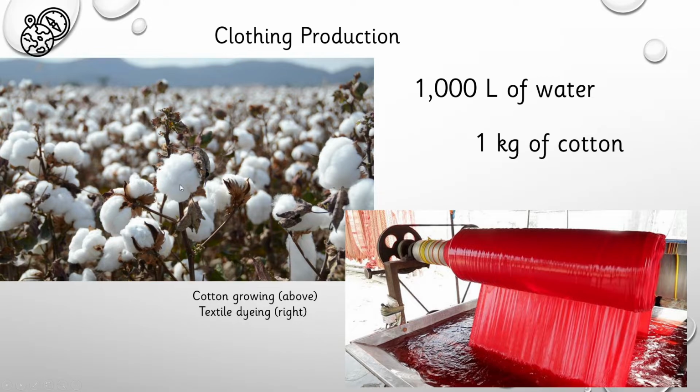Above here, there's a picture of cotton growing. Now this is just plain white cotton. What if we want our clothes colorful? That requires even more water so that the textile or the cloth can be dyed. It takes about 1,000 liters of water to make 1 kilogram of cotton. So lots and lots of water is used in the production of cloth and clothing.